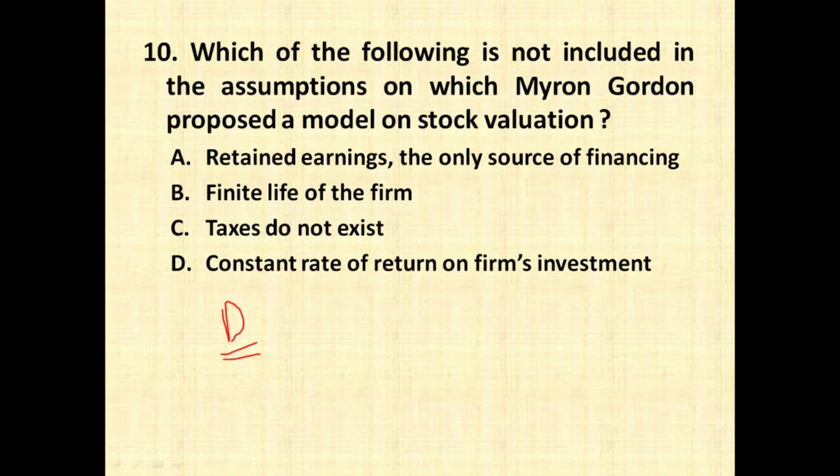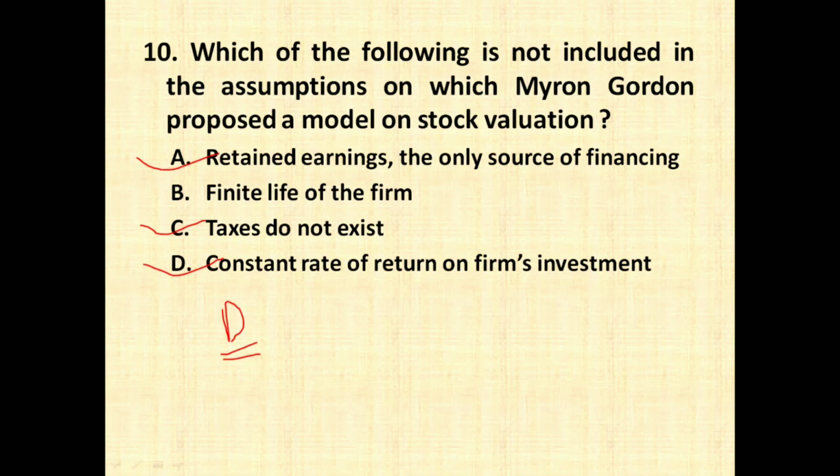So what are the main assumptions? Retained earnings is the only source of financing, definitely is a right assumption. Then taxes do not exist, definitely it is a right assumption. Constant rate of firm's investment, definitely is the right assumption. Apart from this, we have 2 more assumptions, that is r and Ke, that is your rate of return and Ke, expected rate of return, are always constant. And not only that, the retention ratio once decided is always constant.